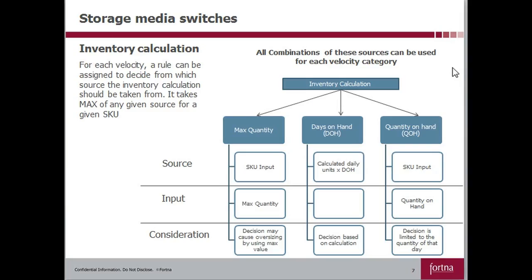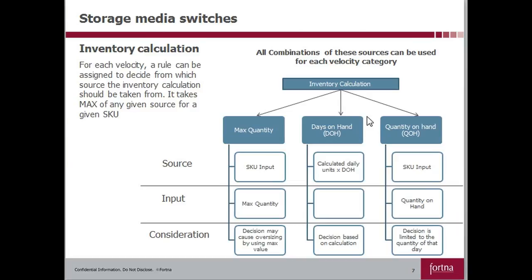So here we have a slide that will explain this really quickly. The inventory calculation works for each velocity, and you can assign a rule for each of them, and it takes the maximum of any given source for that SKU. First we have the max quantity. The source will be the SKU input, and the input will be the max quantity. This is a decision that may cause oversizing because you're using basically the maximum value.